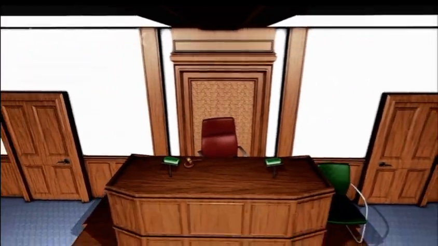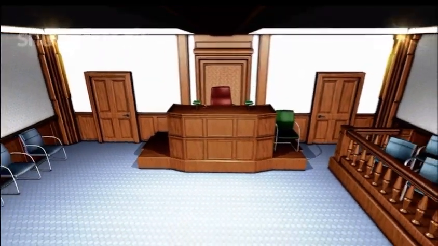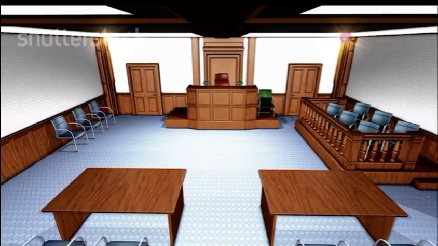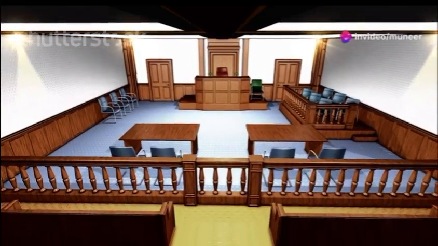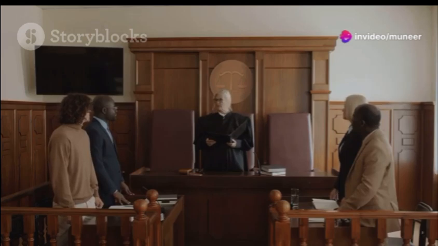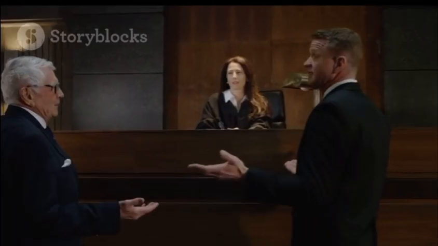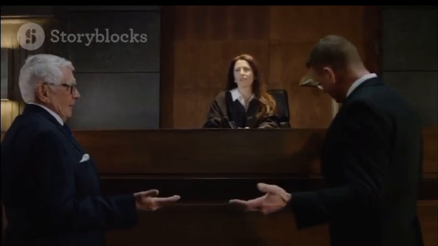Section 9. Conclusion. Mastering the art of cross-examination. Cross-examination is the crucible of truth in a courtroom. It's where the strength of your case is truly tested.